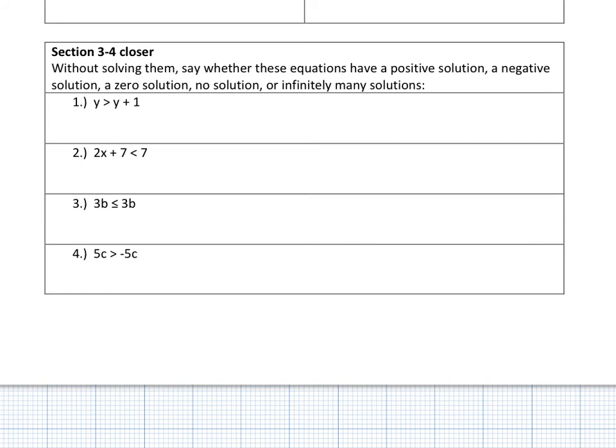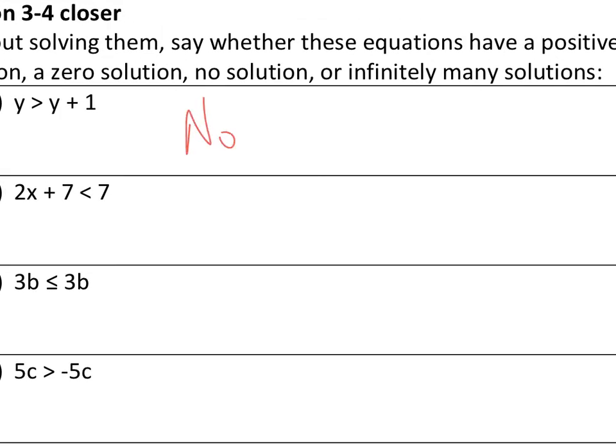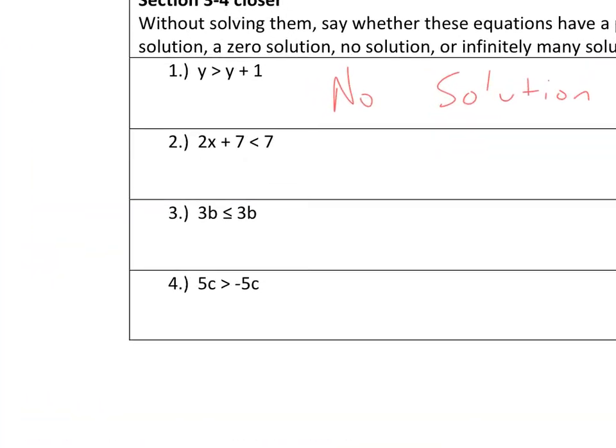Okay, looking at number 1. Number 1 says y is greater than y plus 1. Well, if you think about it, can y ever be greater than itself plus 1? Like, we're taking that same number and we're adding 1 to it. So this value can never be greater than this value. So this would be no solution, because it's not possible for that statement to be true.